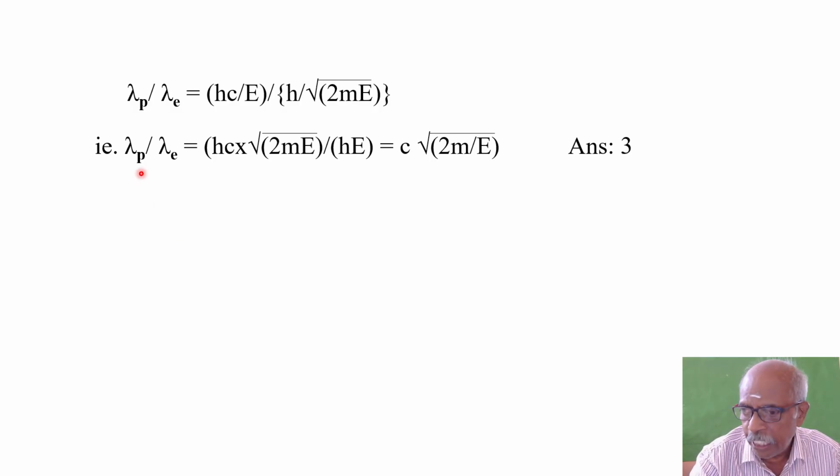So the ratio lambda photon divided by lambda electron is equal to c into square root of 2m divided by E, the same energy that is possessed by the photon as well as the electron. So option 3 is the right answer.